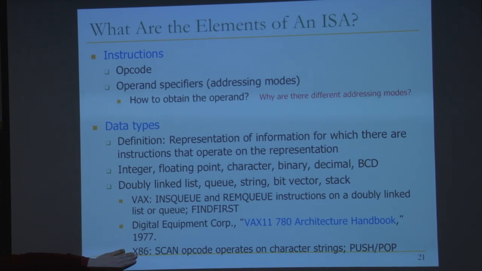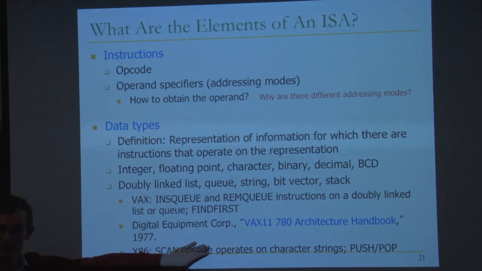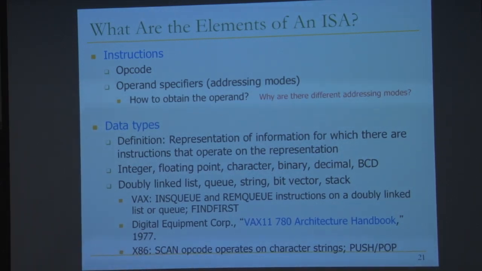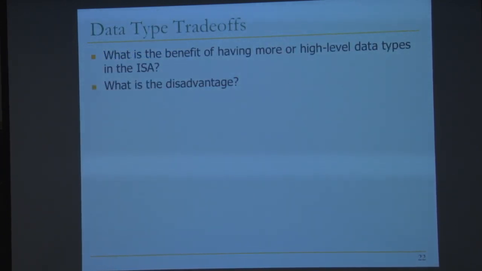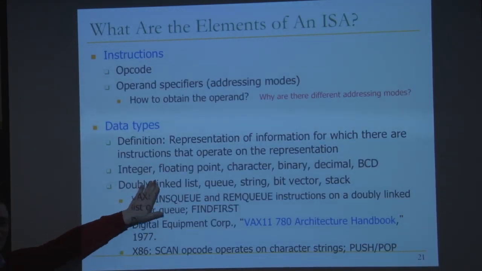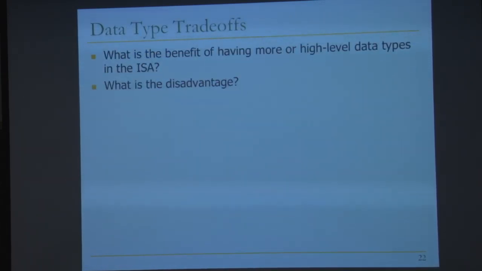So x86 also has many data types. It's very rich. It has a scan opcode that operates on character strings. It has push and pop, so stack is a data type in x86. Strings are data types in x86. So let's back up a little. These are just examples, and you can read the ISA manuals to see different examples. So what is the benefit of having more high-level data types in the ISA?